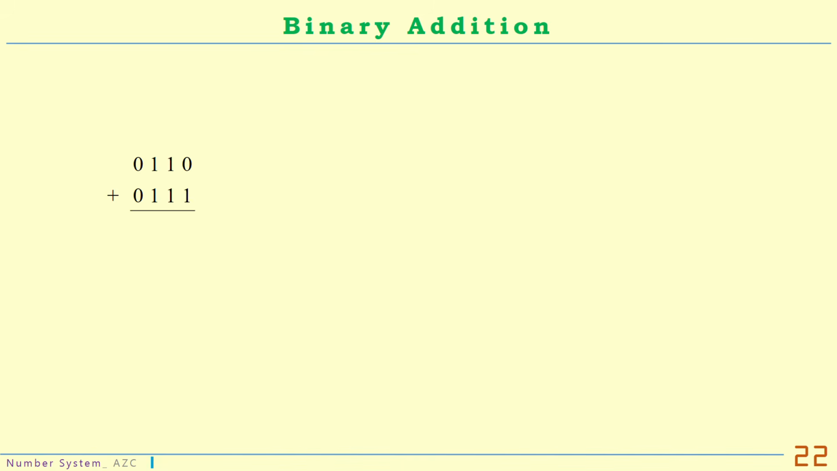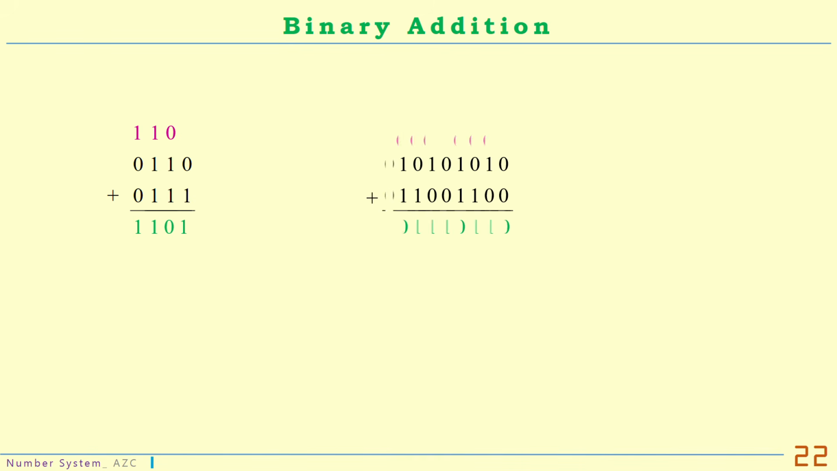Perform binary addition 110 plus 111. Answer is 1101. Perform binary addition 10101010 plus 11001100. Answer is 101110110.